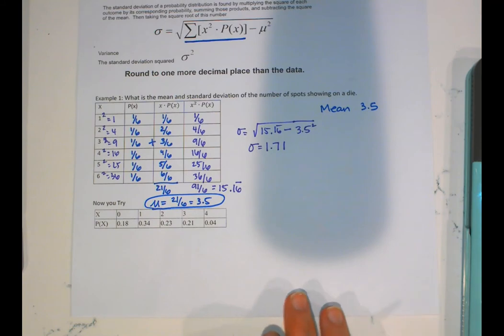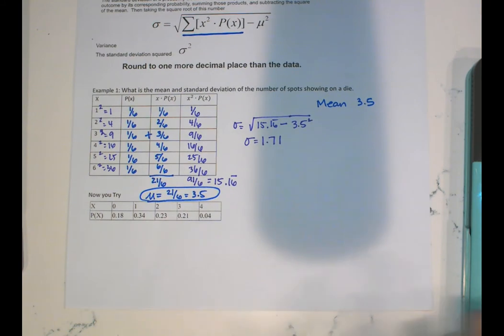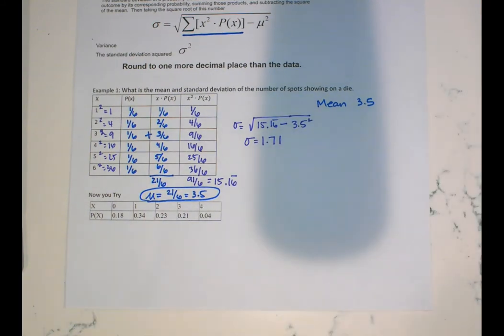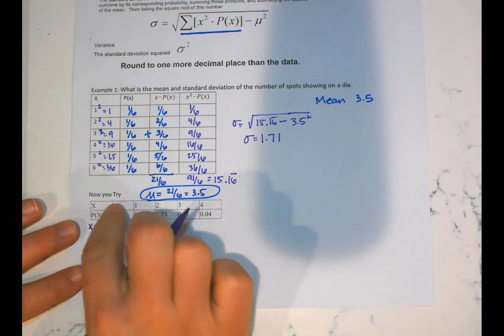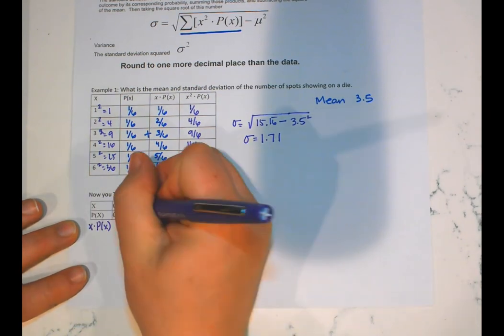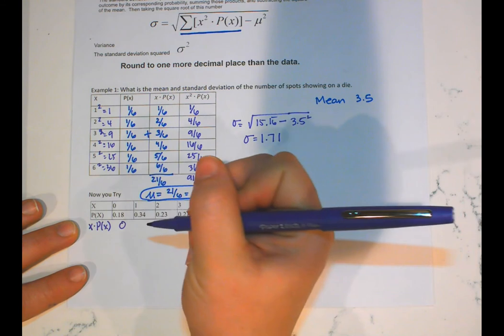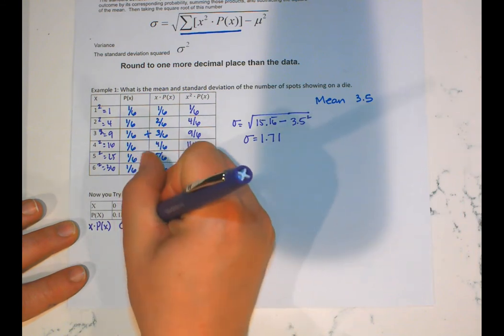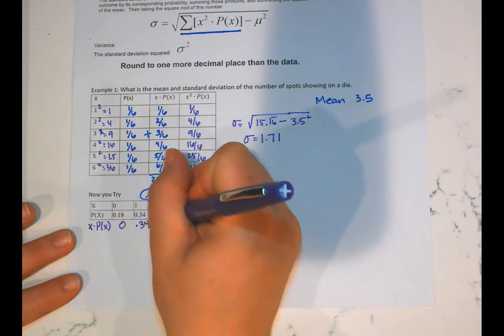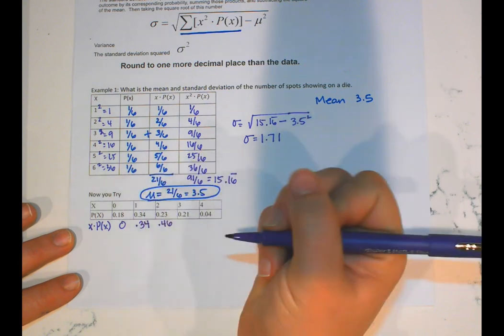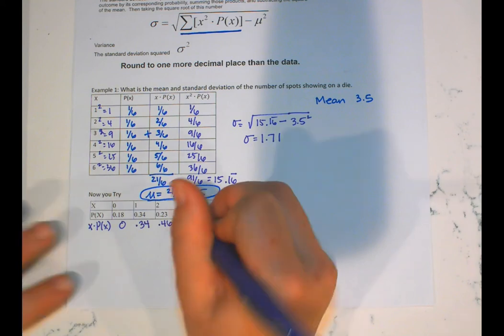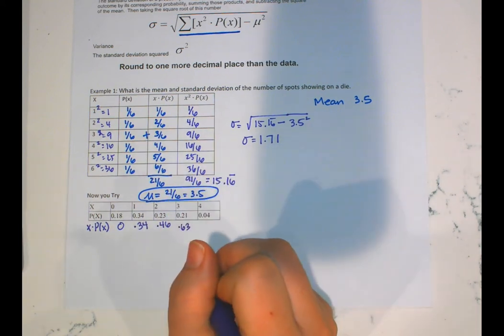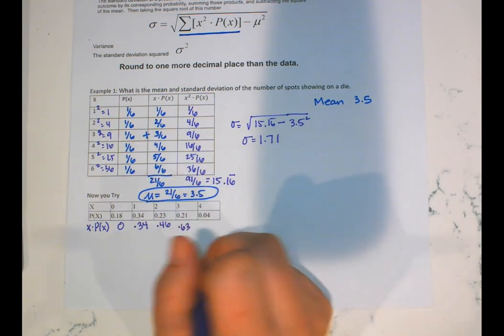All right, so I encourage you to try the next one, but we'll go over it together. We're doing the same thing. We're finding our mean and our standard deviation. So again, the first thing I would do is multiply x times p of x. So I'm going to multiply these together. So 0 times 0.18 is just 0. 1 times 0.34 is 0.34. 2 times 0.23 is 0.46. 3 times 0.21 is 0.63. And 4 times 0.04 would give me 0.16.